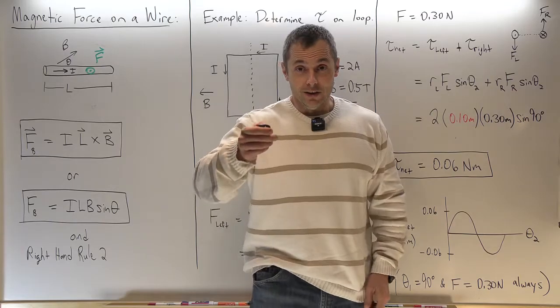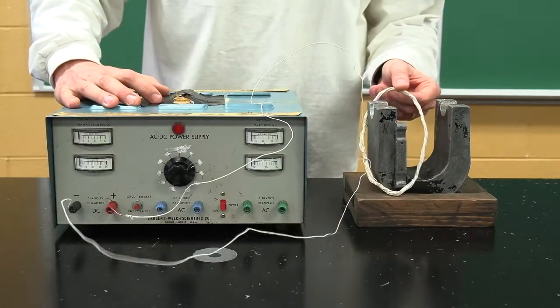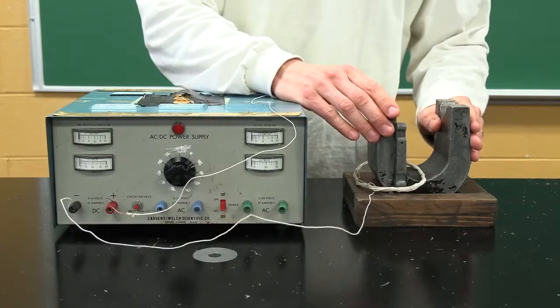So here you go. What we have here is a power supply, a coil of wire, and what we call a horseshoe magnet.